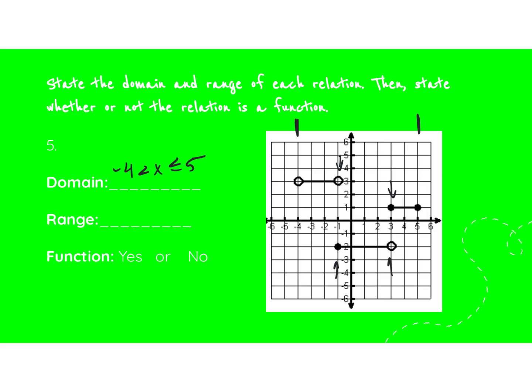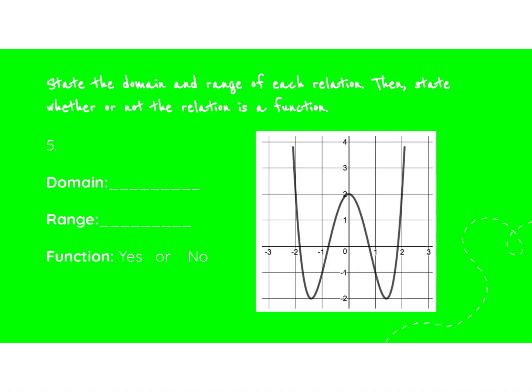My range can only be three things. My range is equal to either 3, -2, or 1. Those are the only values that my range can be. And believe it or not, yes, it is a function, because even if I draw a vertical line here, this is technically not on the line. Same thing if I draw a vertical line here. That's called a step-wise function.